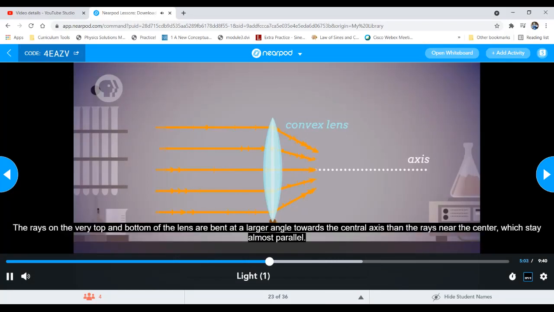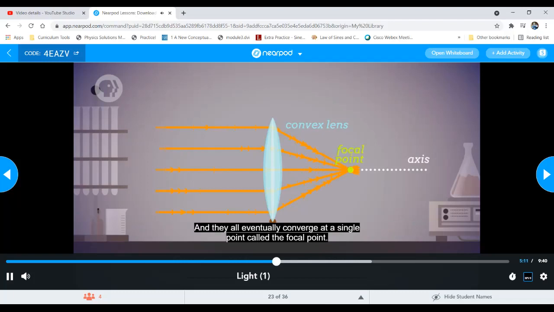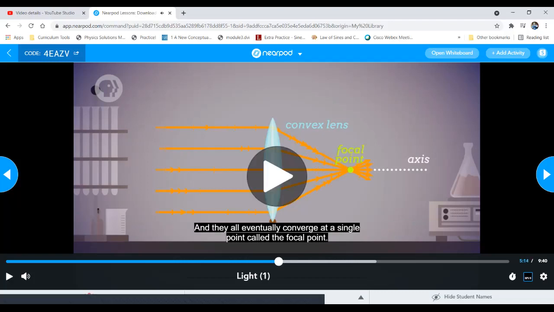The rays on the very top and bottom of the lens are bent at a larger angle towards the central axis than the rays near the centre, which stay almost parallel, and they all eventually converge at a single point called the focal point.